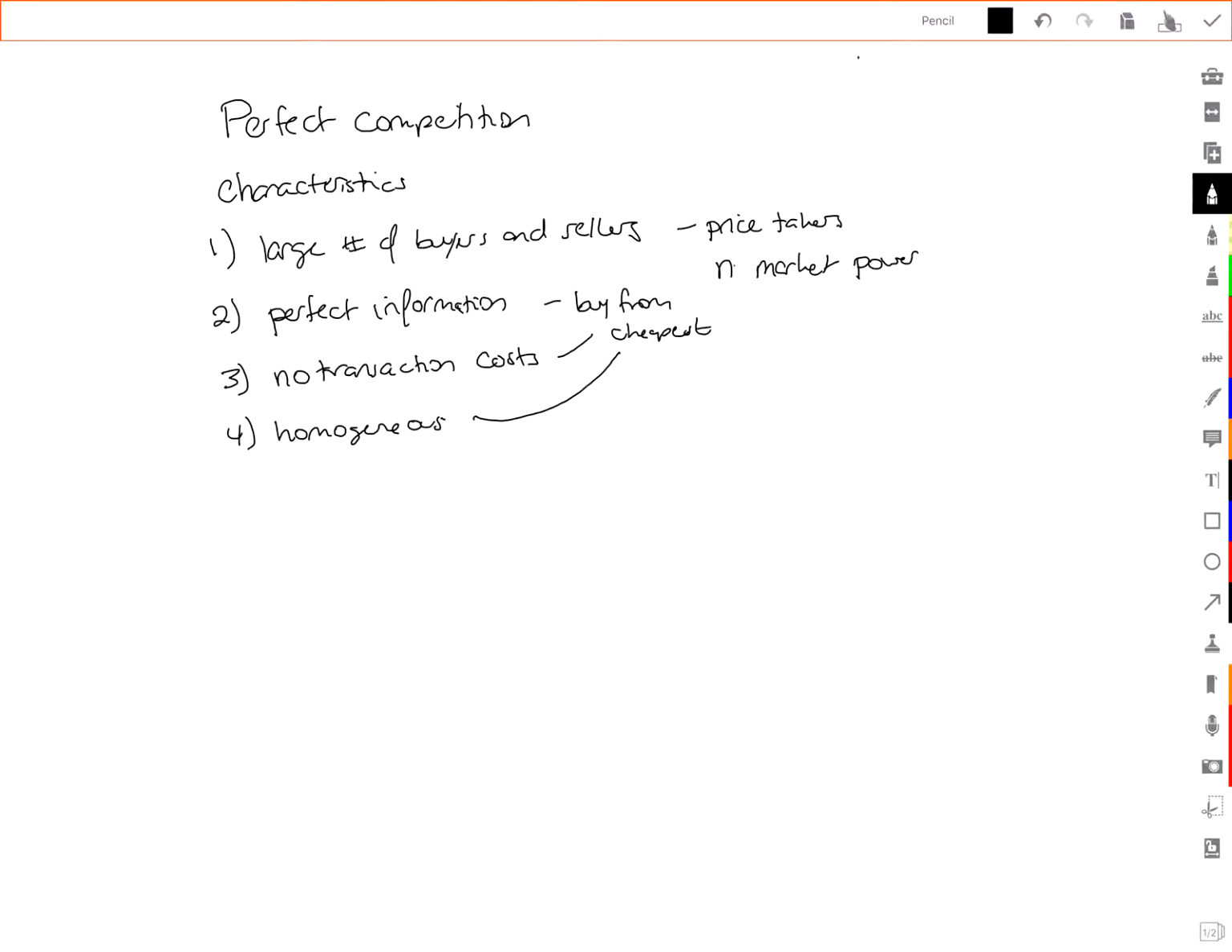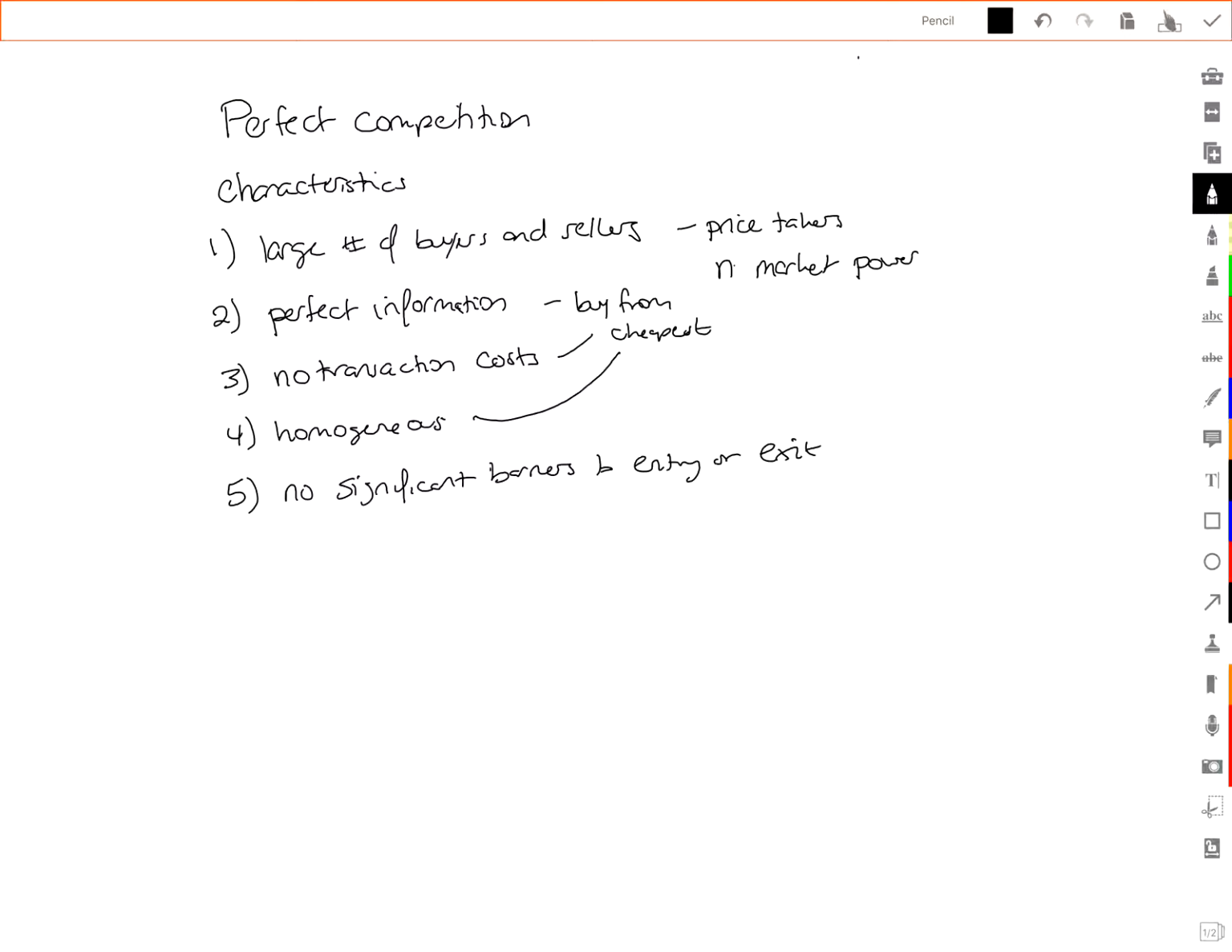And the last one we had here is that there are no significant barriers to entry or exit. So if you recall, for the perfectly competitive market, if you see others making economic profit, you jump in and get some of that. And if you're not making economic profit in the long run, you could get out.